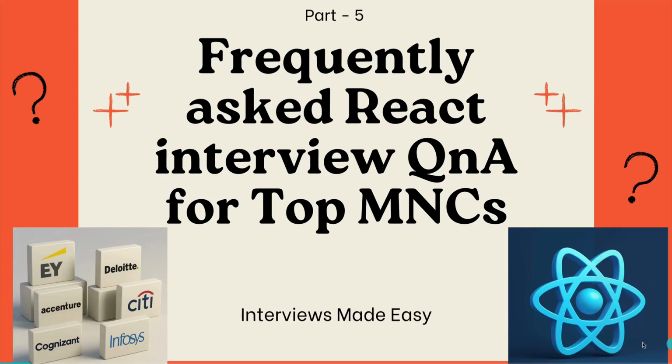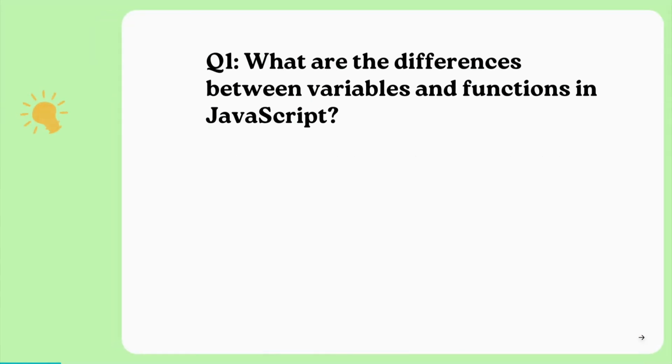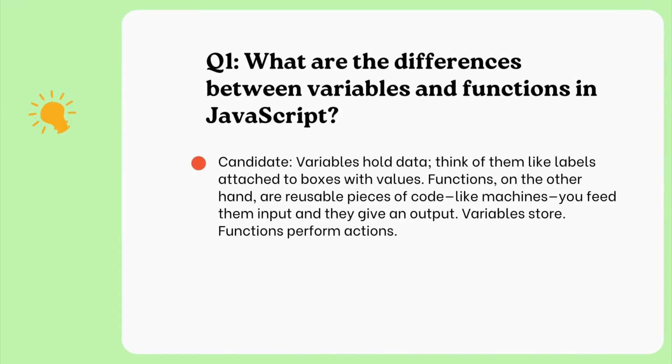Let's start with something fundamental. What are the differences between variables and functions in JavaScript? Variables hold data. Think of them like labels attached to boxes with values. Functions, on the other hand, are reusable pieces of code, like machines. You feed them input and they give an output. Variables store. Functions perform actions.